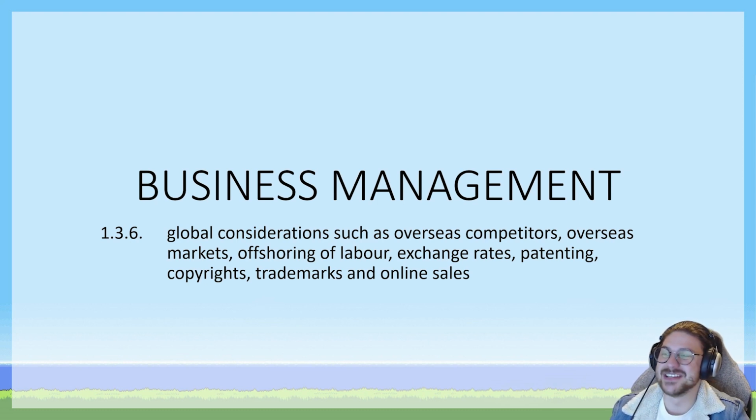In today's lesson, we're looking at key knowledge point 136. That is Unit 1, Area of Study 3, and the sixth key knowledge point for this area of study. Today specifically, we're looking at global considerations, and helpfully, this key knowledge point gives us a list of the different global considerations you need to know. Those are overseas competitors, overseas markets, offshoring labor, exchange rates, patenting, copyrights, trademarks, and online sales.